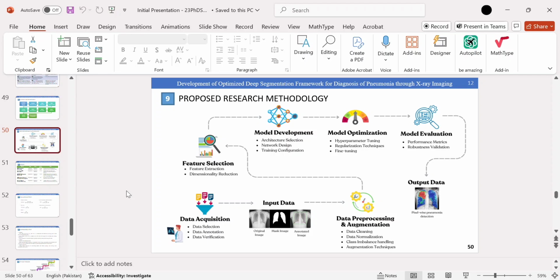In the model development, we can work on model optimization and model evaluation. Different performance metrics are there, like accuracy, precision, recall, and the segmentation metrics like dice coefficient and intersection over union. And as the output, we get the segmented image.